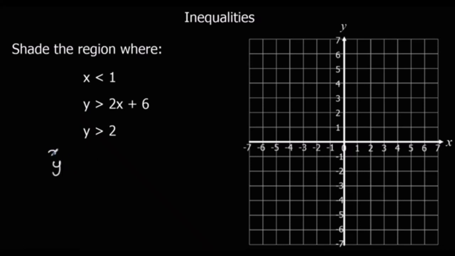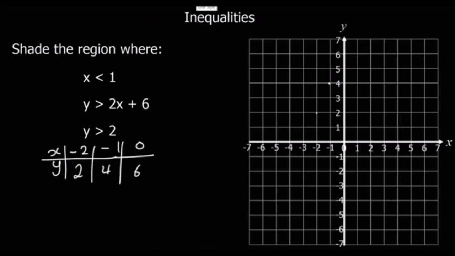So let's do X and Y, pick some points. 2 will go off the graph, 1 will go off the graph. So we'll do minus 2, minus 1, and 0. So minus 2 2's are minus 4, plus 6 is 2. Minus 1 2's are minus 2, plus 6 is 4, and 0 times 2 is 0, plus 6 is 6. So we've got minus 2, 2, minus 1, 4, and 0, 6. Okay, got that line there.